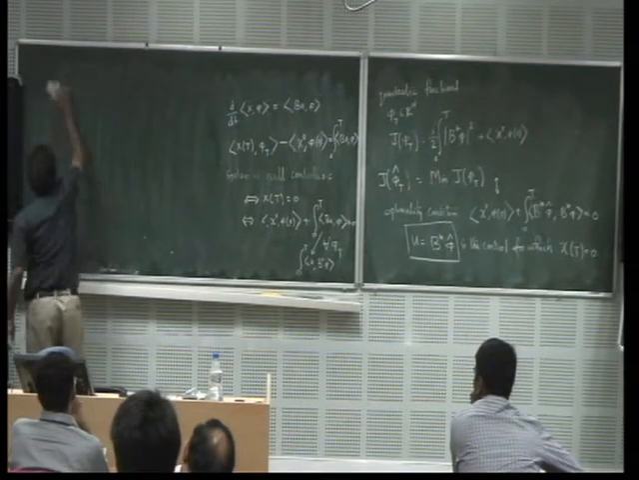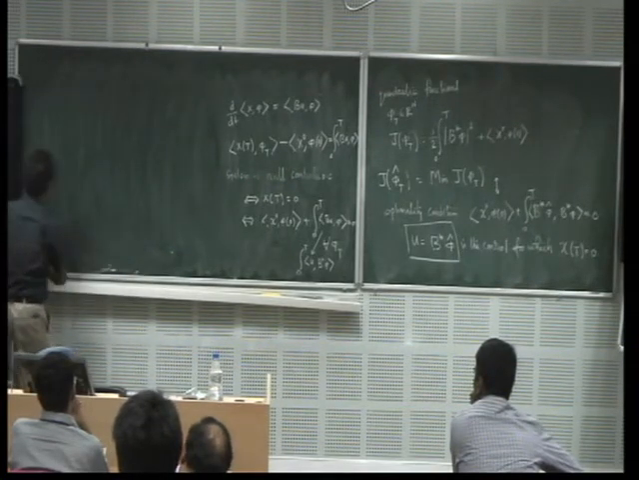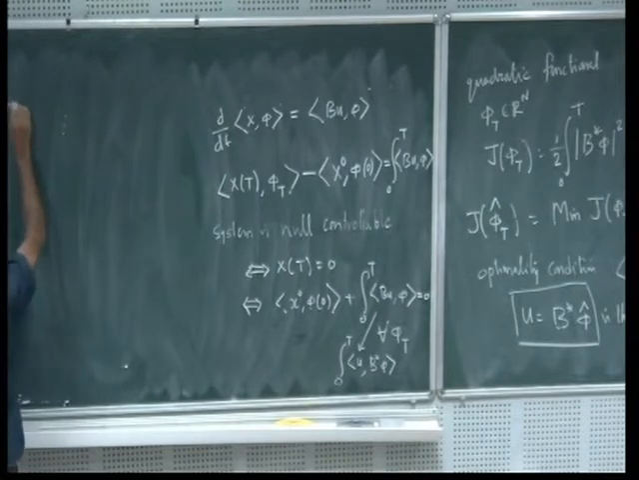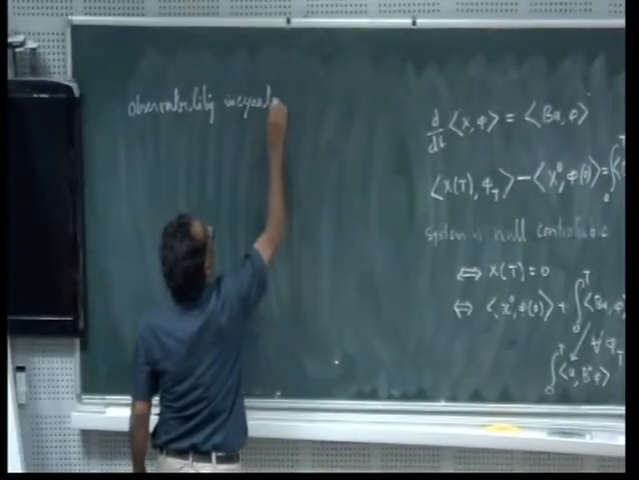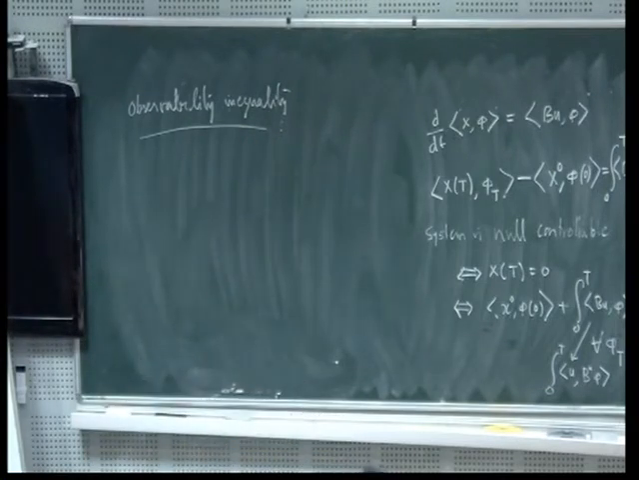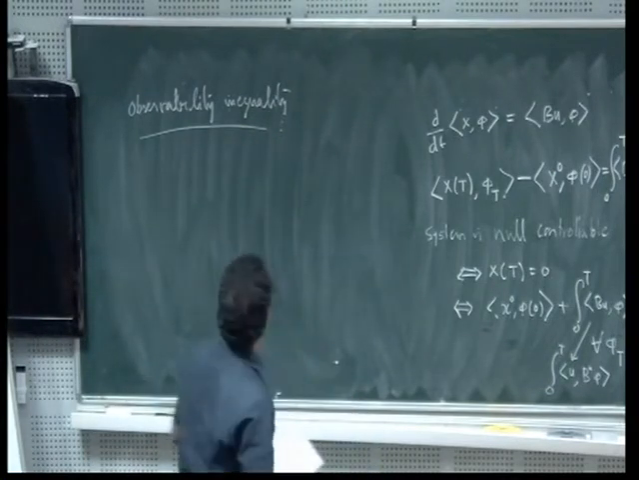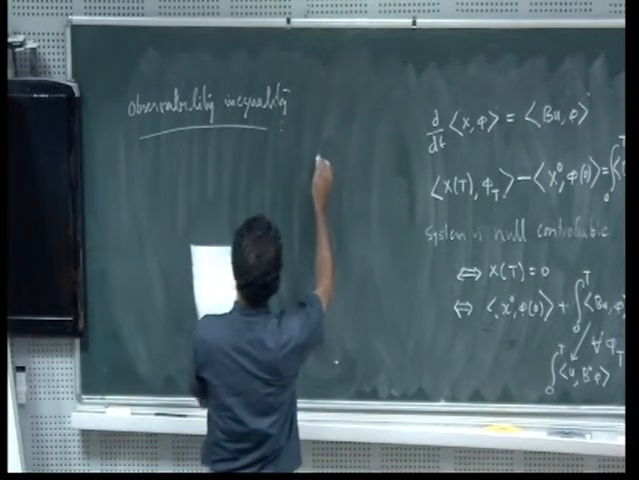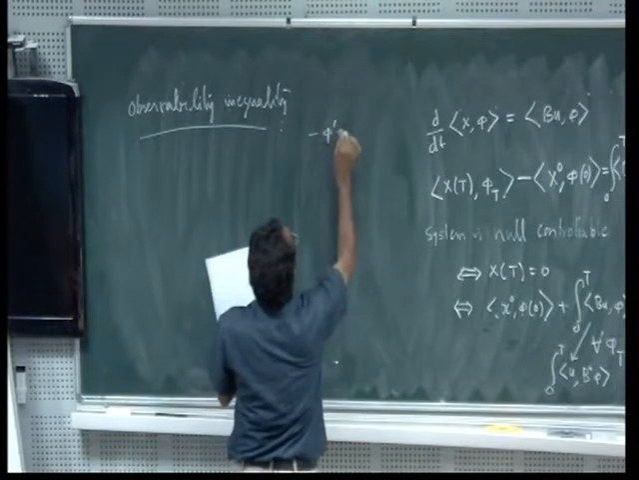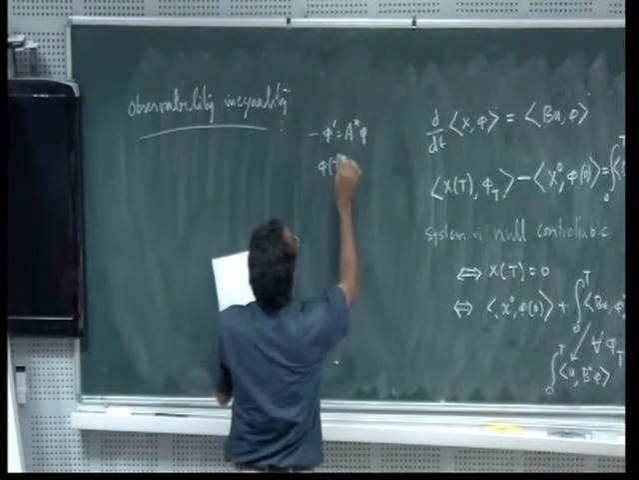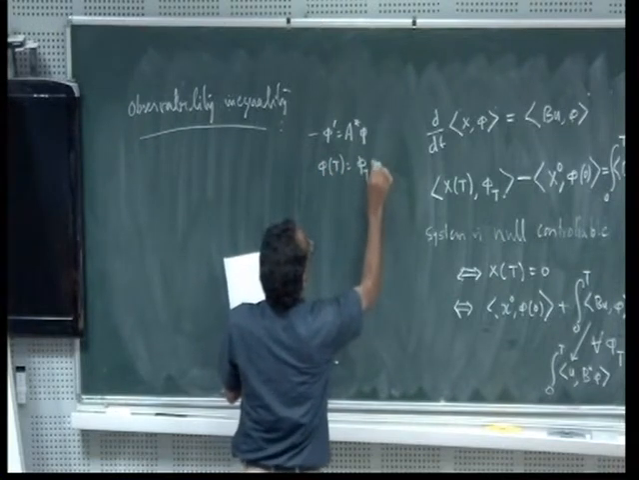Okay. And that's what you will be seeing in PDE. What is called observability. Let me write down the observability inequality. What is the system? So, you have your system: minus phi prime is equal to A star of phi, with phi at T is equal to phi T belongs to R^n.